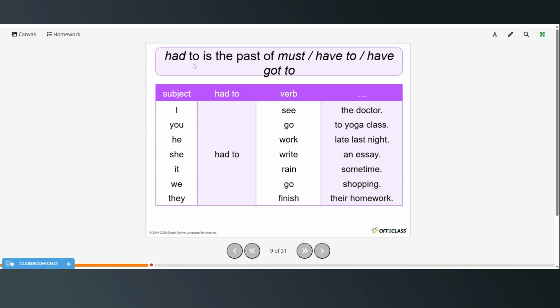All right, and now had to is the past of must, have to, or have got to. So I had to see the doctor, you had to go to the yoga class, he had to work last night, she had to write an essay, it had to rain sometime, we had to go shopping, they had to finish their homework.